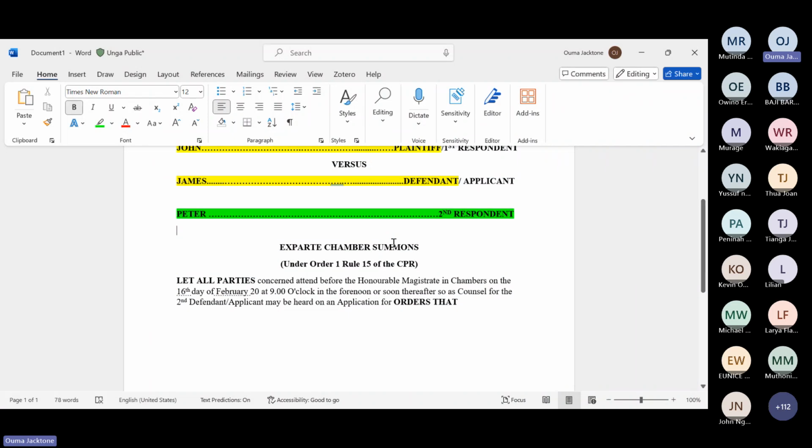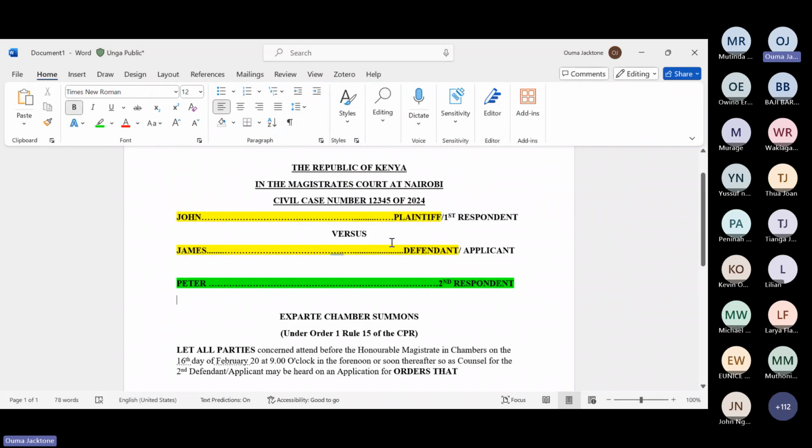And then you come, I hope, guys, are we together up to where we are? Do you understand why we have plaintiff, first respondent, the explanation? Do you understand it? Are we together? Yes. All right, fine.